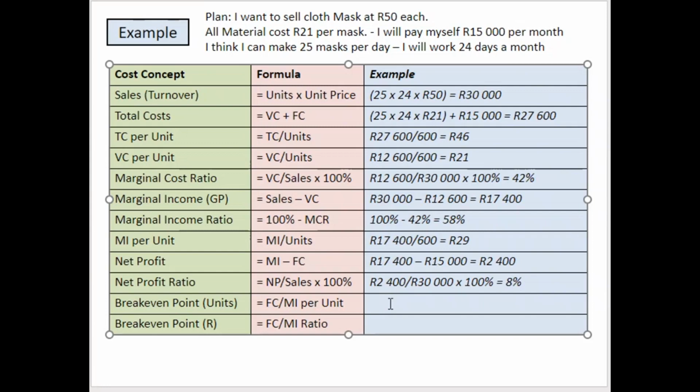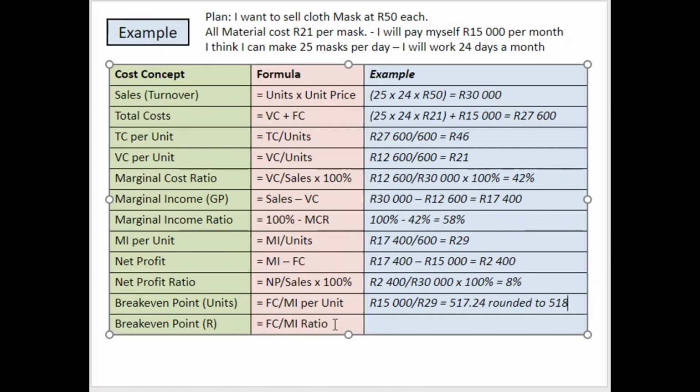Okay, now I can calculate my break-even point because I know that I want to earn 15,000 Rand per month. And I know that my marginal income per unit is 29 Rand because I calculated it before. So my break-even point is now 15,000 divided by 29. And so it is 517.24, and that must be rounded to 518.